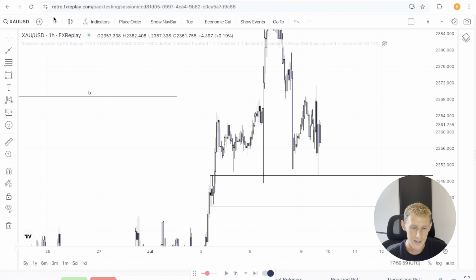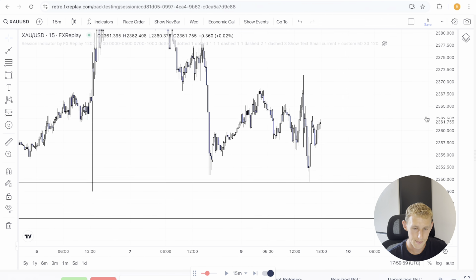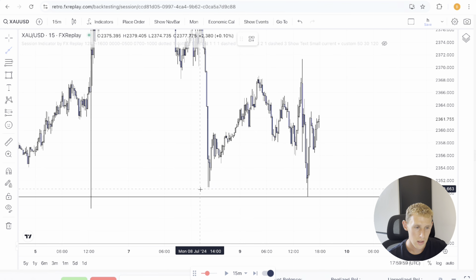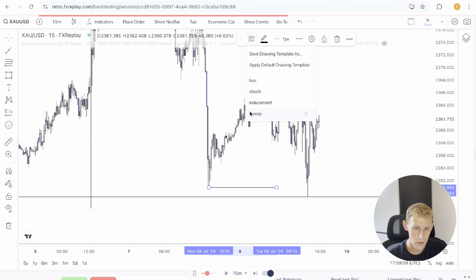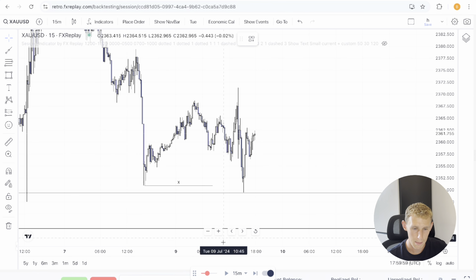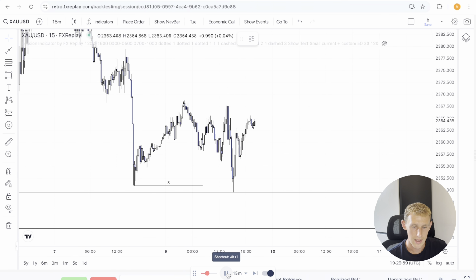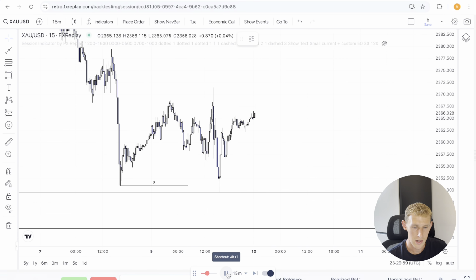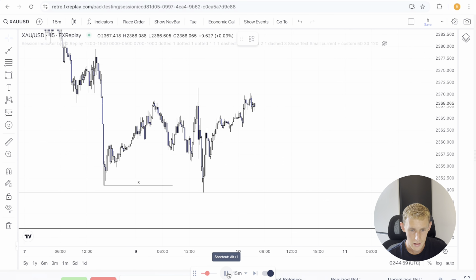And yeah, there you go. So price is now tapped back into our demand. It's also grabbed this inducement just above it. So in order for a confirmation on this trade, we would need to see a break above this high. Let's have a look. It does look very likely in my opinion. There's not really anything else stopping it from getting there.